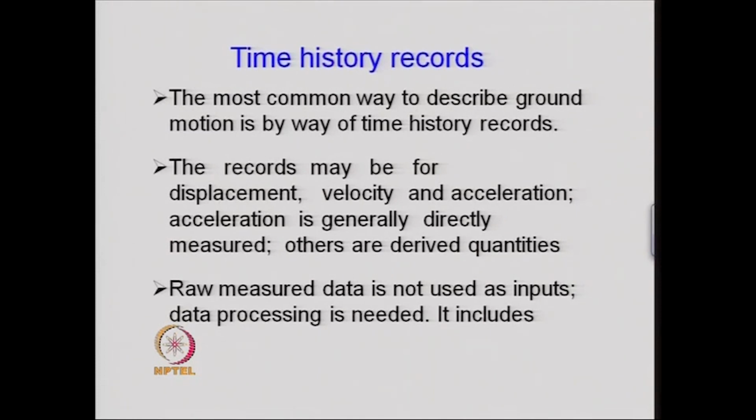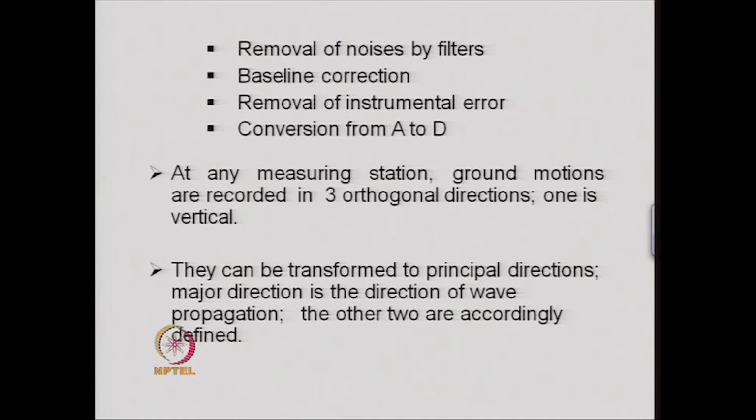The raw measured data is not straight away used as input. These data are processed in order to remove the noises by filters. Then we make a baseline correction in order to provide a proper baseline to the earthquake data. Then we also remove the instrumental error, and finally one has to do a conversion from analog to digital data.